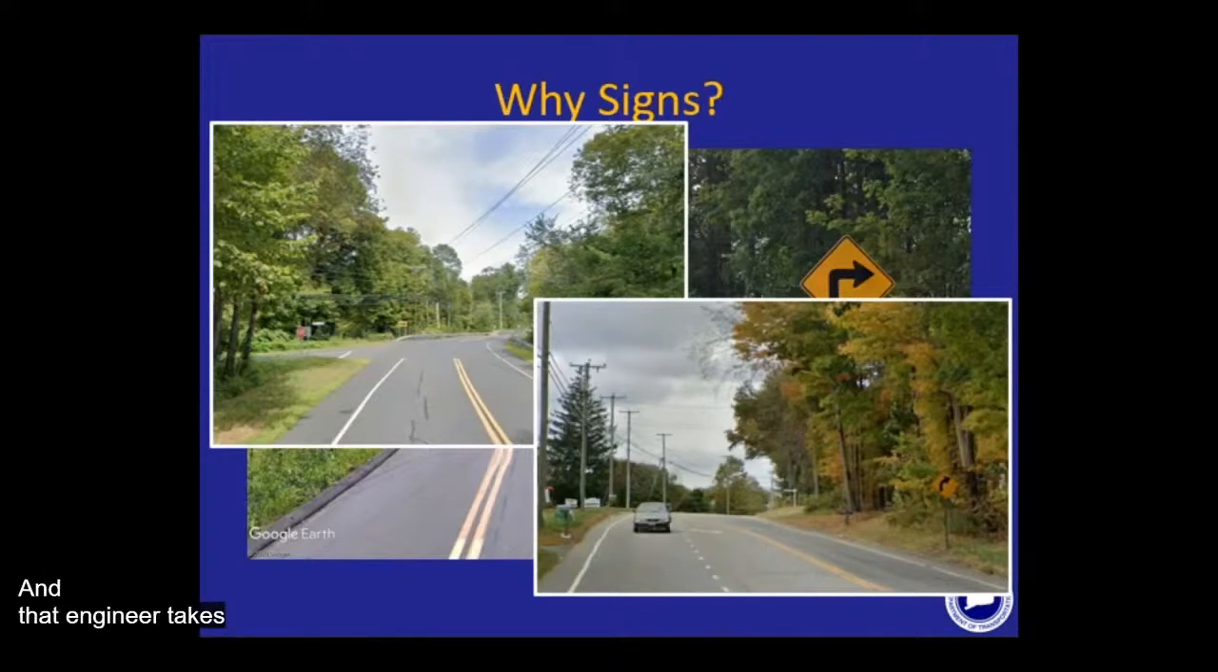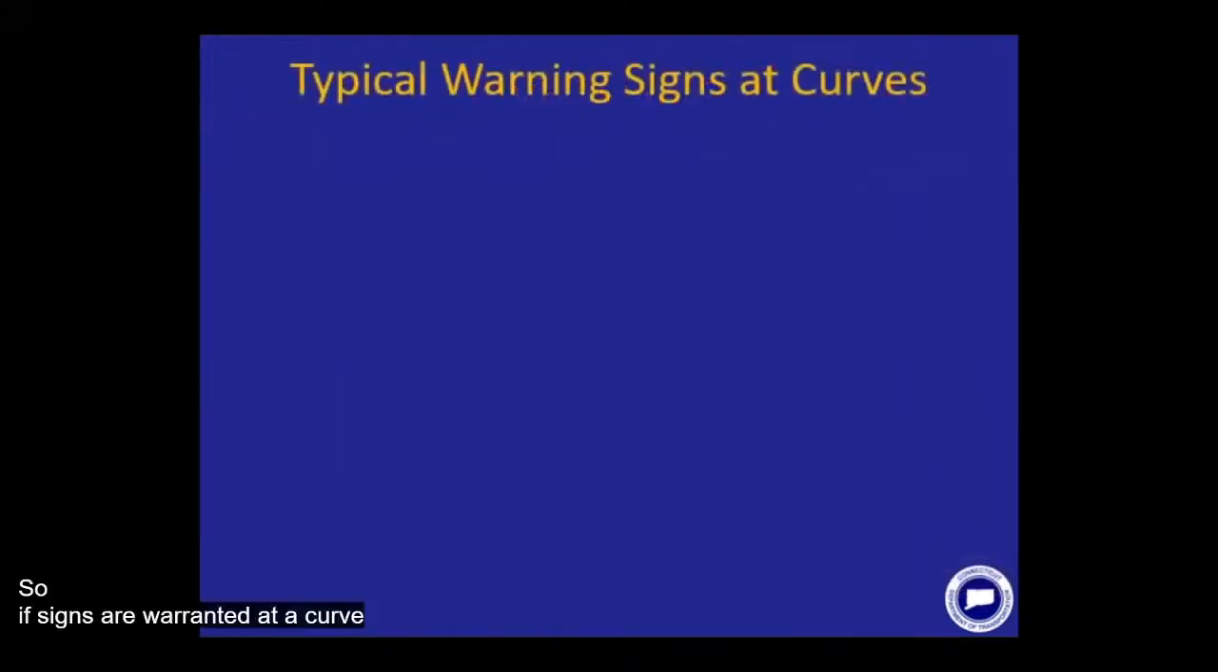That engineer takes those ball bank indicator measurements and compares them to one of our traffic engineering standards called the Manual on Uniform Traffic Control Devices to determine what the actual advisory speed is for that curve. And so when we know what the actual advisory speed is, we can then determine what signs, if any really, are appropriate for the curve. So if signs are warranted at a curve location, the type of sign and the number of signs is determined by that difference between the advisory speed and the posted speed limit.